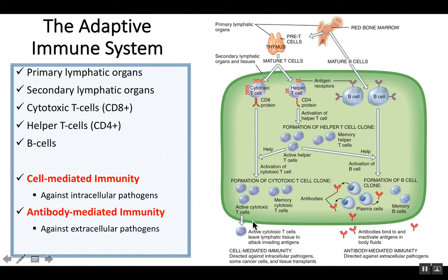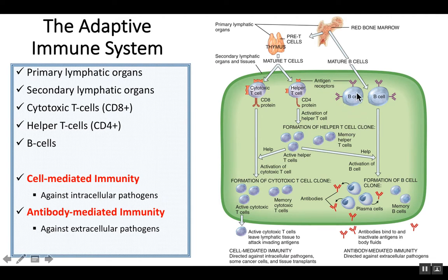And that is described down here. And this is called cell-mediated immunity. It's directed against intracellular pathogens, which are viruses. It can also kill cancer cells, and unfortunately, it'll destroy tissue transplants. So we have to suppress these when someone has a tissue transplant.